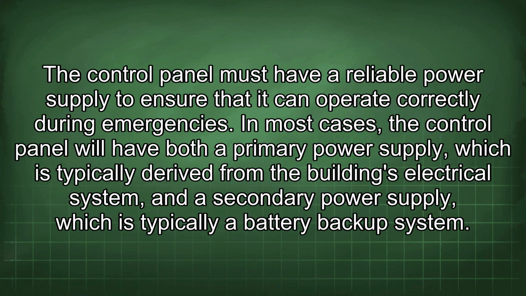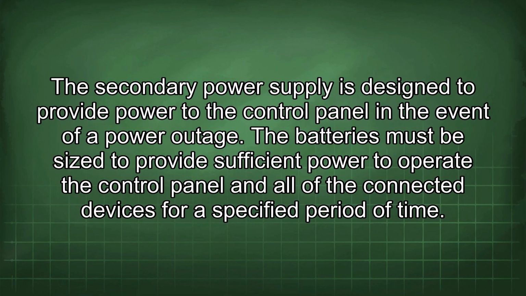The control panel must have a reliable power supply to ensure that it can operate correctly during emergencies. In most cases, the control panel will have both a primary power supply, which is typically derived from the building's electrical system, and a secondary power supply, which is typically a battery backup system. The secondary power supply is designed to provide power to the control panel in the event of a power outage.